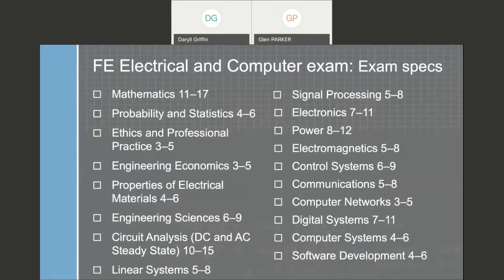So one good thing is to look at this. This is for the electrical and computer exam. There are specs for all the different exams out on the council website. And what I tell people to do is to look at this, figure out where the most important areas are, and study those probably the most, especially if you have a limited amount of time to prepare before you go take it.